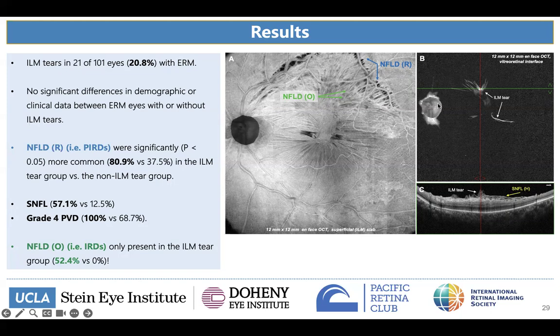You can visualize in this wide field 12 by 12 en face OCT image segmented at the level of the superficial slab, so ILM, the presence of these ILM tears, which are represented by these curvilinear hyperreflective lesions that correspond to this scrolled ILM edge here, the presence of horizontal schisis of the nerve fiber layer, and the presence of this oval and round paravascular neuroretinal defects at the level of the superficial slab.